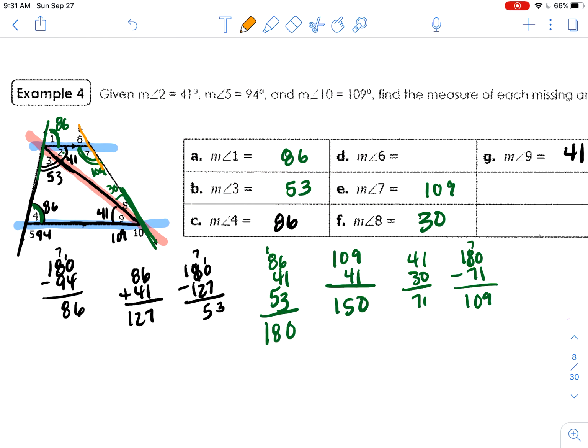And then my last angle that I've got to find is angle 6. That's a linear pair with angle 7. So 180 minus 109. And how about, is that 71? Yeah, so angle 6 is 71. All right, guys, we solved it. You're going to need to just practice.